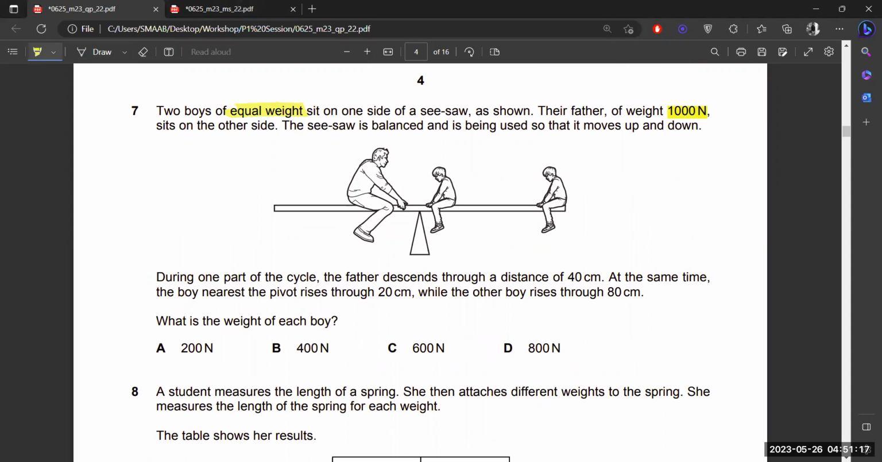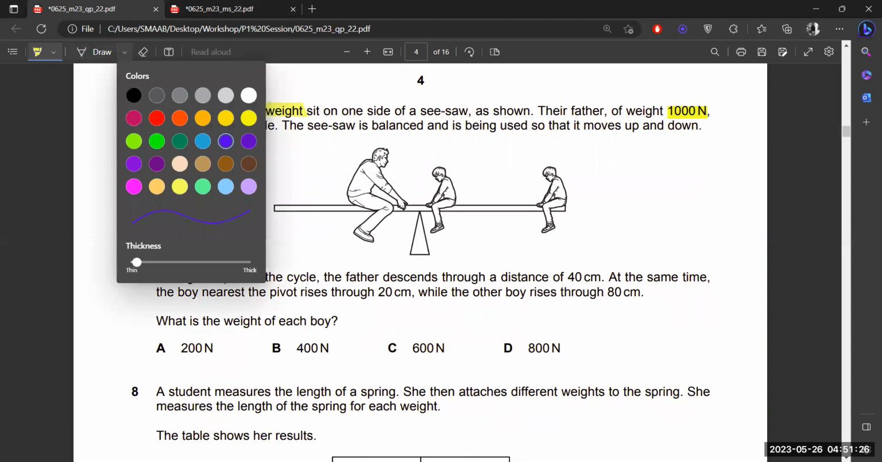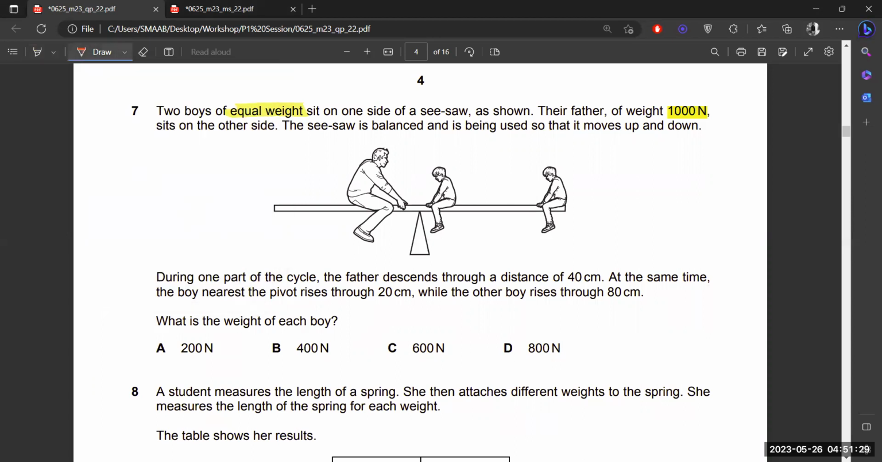The seesaw is balanced and is being used so that it moves up and down. Okay, during one part of the cycle, the father descends through a distance of 40 meter. It means now the father is moving towards the left hand side, and the distance, let's suppose this is the moment arm for father, df. At the same time, the boy nearest to the pivot rises through 20 centimeter. Okay, so let's suppose this is the moment arm for boy 1, and the other boy rises through 80 centimeters, so this will be the moment arm for boy 2, right?